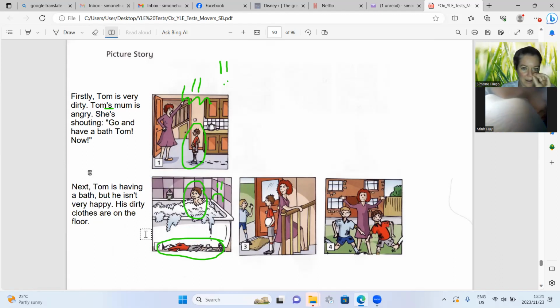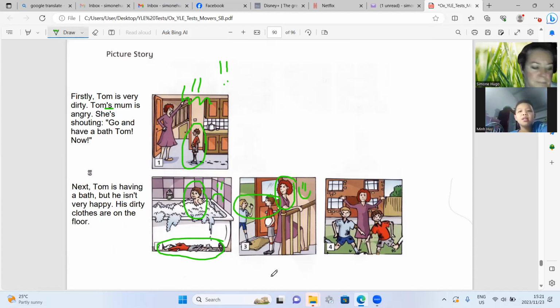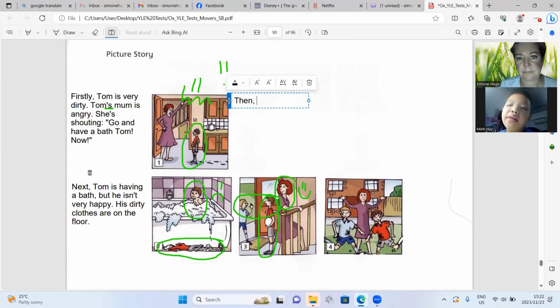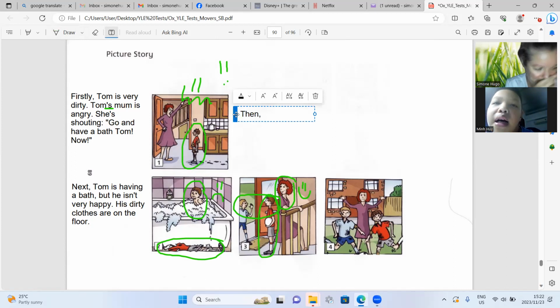Okay, then his mom is happy, she is upstairs. Why do you think she's happy? She was angry when he was dirty. And now he is clean. Yes, good job. So she's happy because he is clean. Okay, so then his friend is shouting, go and play football.